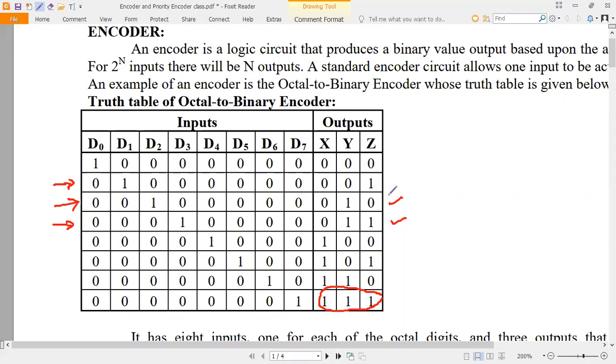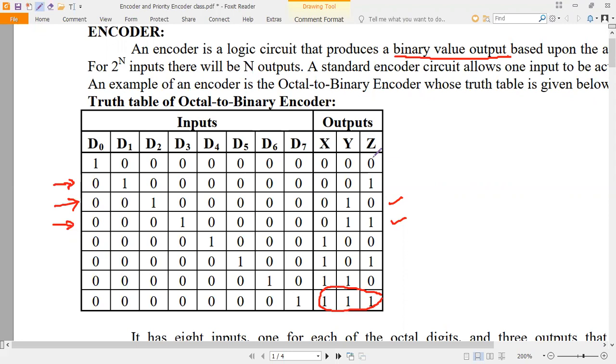So here you can see the encoder will have a binary value as output. Encoder, the name itself, encoding. Encoder means output will be binary. So this is about the encoder.